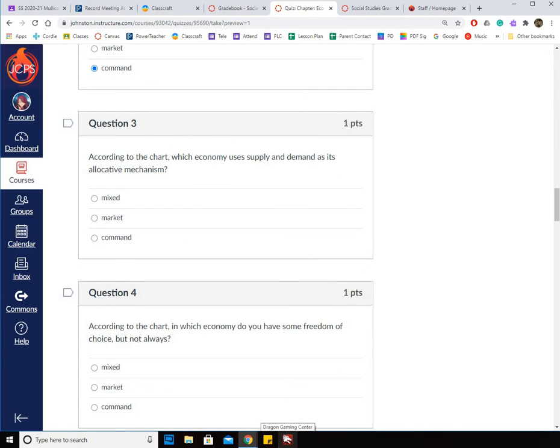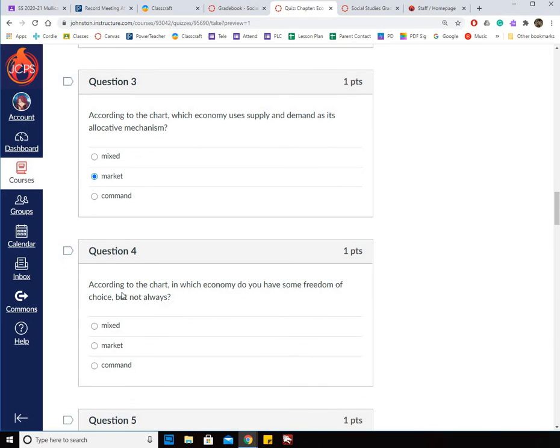Extra XP. All right, so number 3 is in the chat correctly. All right. According to the chart, in which economy do you have some freedom of choice, but not always? Let's see if some people can take a guess in the chat. Good job. Correct. It is mixed.